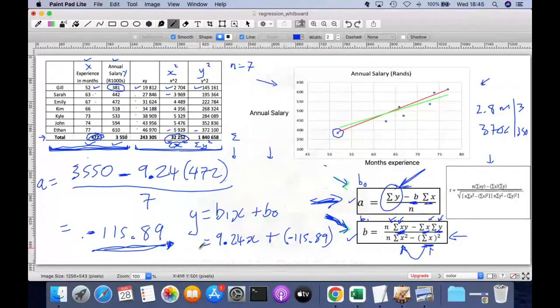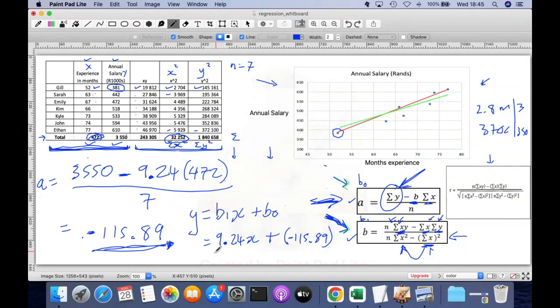All right. Now, there's one more thing you need to state when you write this equation out. I'll explain in a second why this is important. So this line is only valid for this domain. What I mean by domain is these limits of x values. The lowest x value you got is 52, and the highest x value is 77, all right?